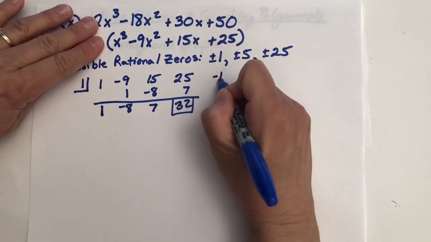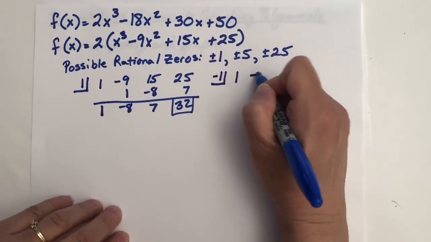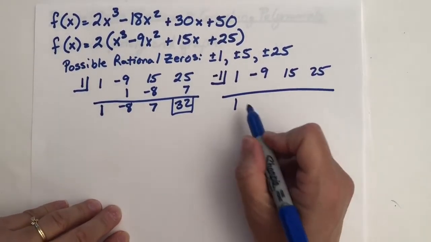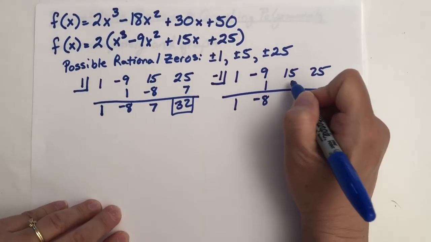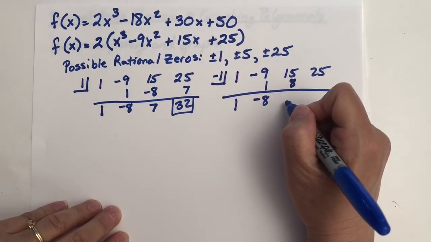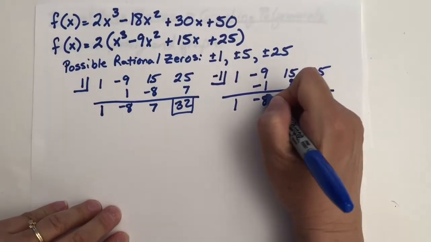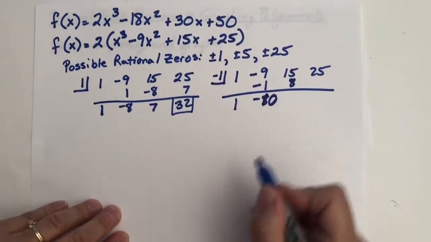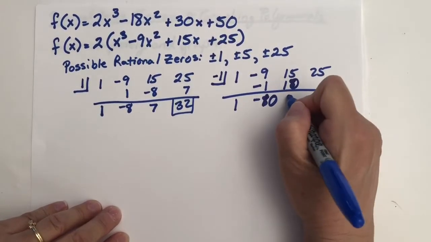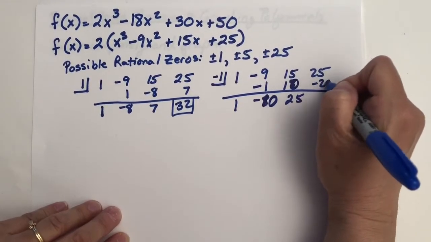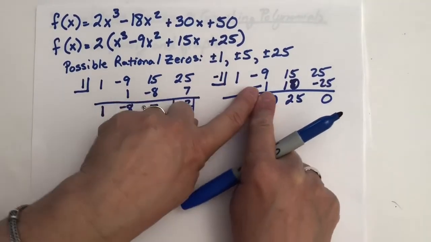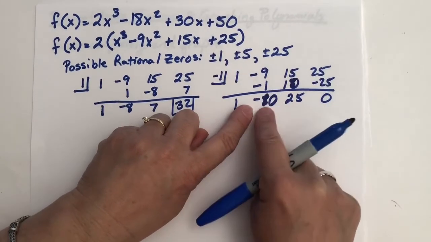Let's try negative 1 now. So my coefficients again are 1, negative 9, 15, and 25. Bring down my 1, and I multiply and add and continue that process. This was negative 1 right here. And we have a negative 10. And then negative 1 times negative 10 is positive 10. And that gives me 25. We multiply these two together. We get negative 25 and 0. Let me start from the beginning. Make sure you understood what happened. Brought down that 1, multiplied, and then added. And that gives us negative 10 down here.